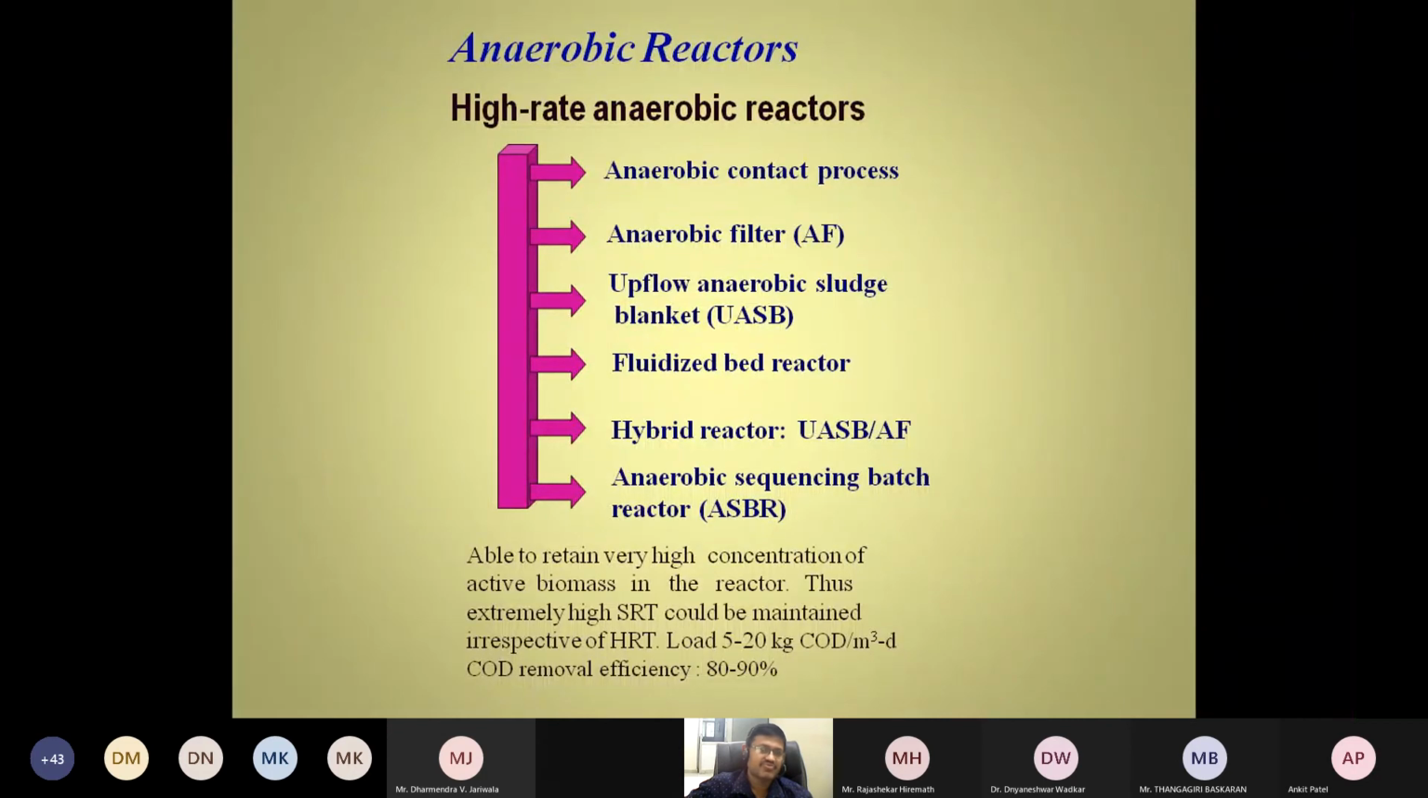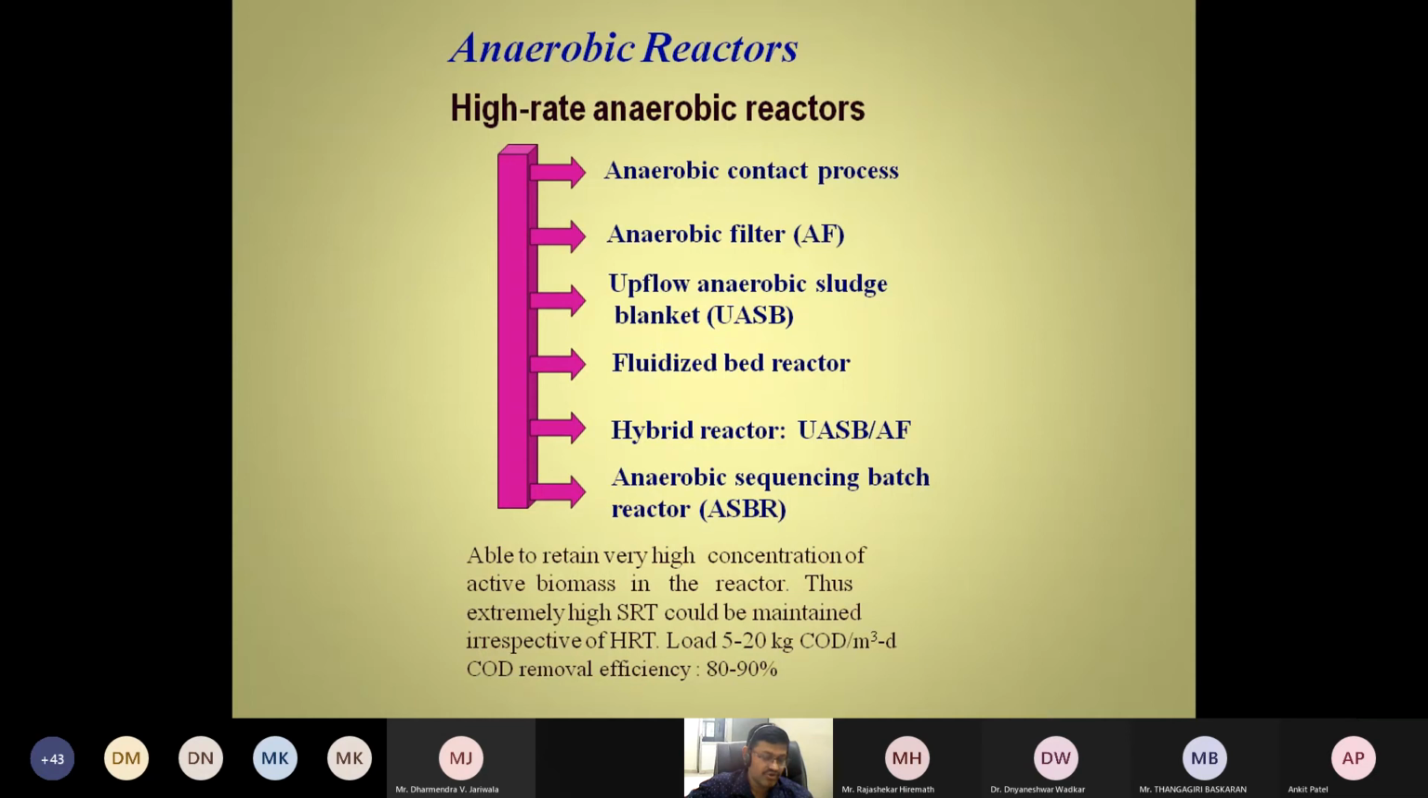Everything has to be monitored. You have to monitor the pH, because if the pH becomes less due to the carbon dioxide and everything, then you have to add alkalinity in the form of some caustic soda or something else. But if you are fortunate, this generally happens in sugar waste, where there is no nitrogen.